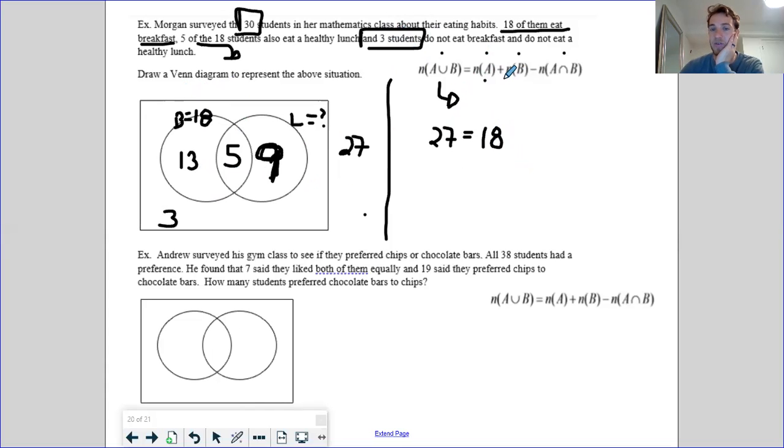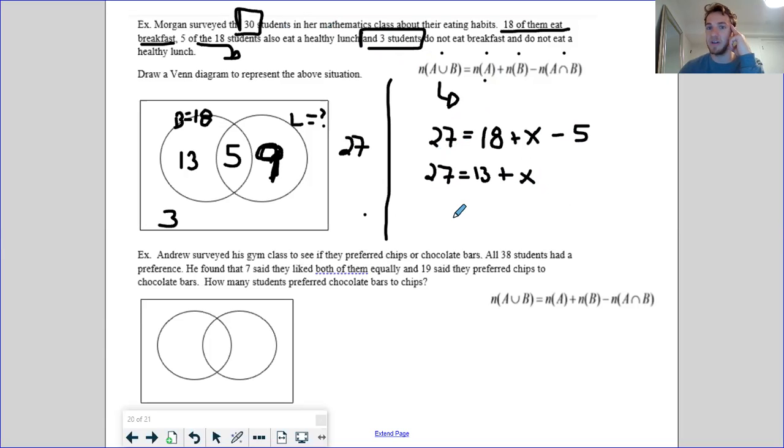Now you can make A breakfast and lunch. It doesn't matter. Plus, we don't know how many people are in lunch, so we just call that X, minus they told you the intersection, which was 5. If you just collect, 27 is equal to 13 plus X.